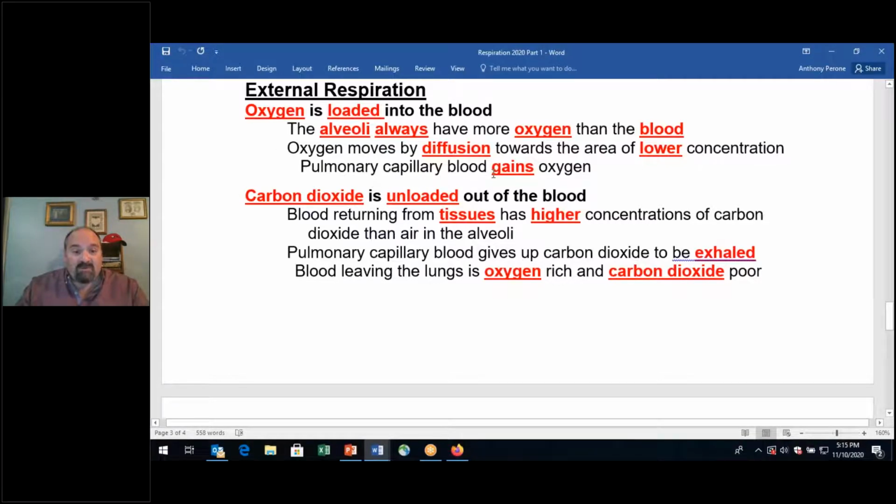The pulmonary capillary blood has more oxygen, right? It becomes oxygenated, it becomes oxygen rich. I've used that word before in the lab. CO2, on the other hand, moves in the opposite direction, right? CO2 is unloaded out of the cardiovascular system, out of the blood of the capillaries, and into the alveoli, which will in turn exhale that, and that will exit the body.